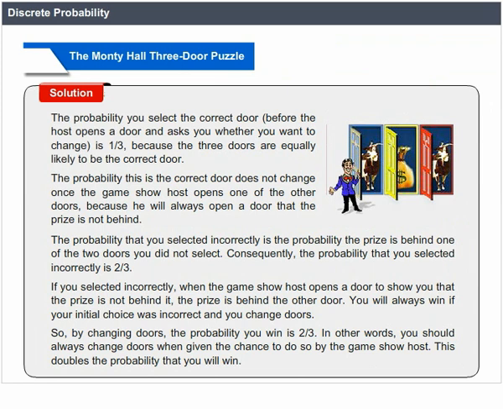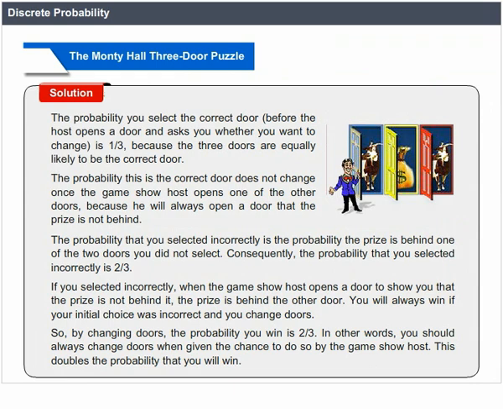If you selected incorrectly, when the game show host opens a door to show you that the prize is not behind it, the prize is behind the other door. You will always win if your initial choice was incorrect and you change doors. So by changing doors, the probability you win is 2/3. In other words, you should always change doors when given the chance to do so by the game show host. This doubles the probability that you will win.